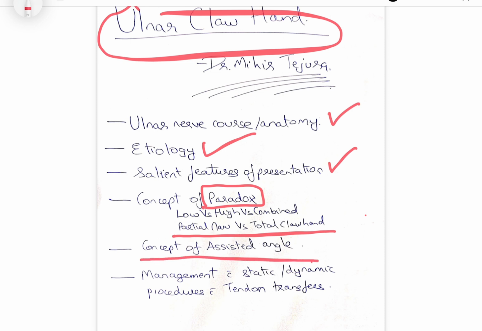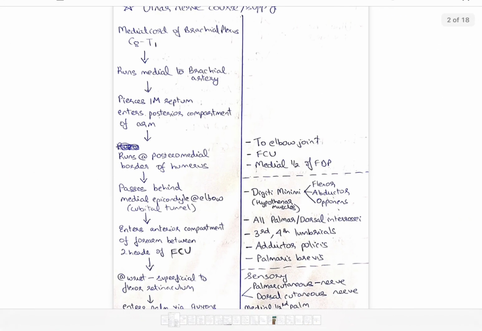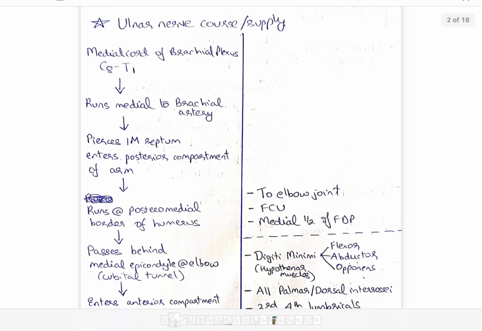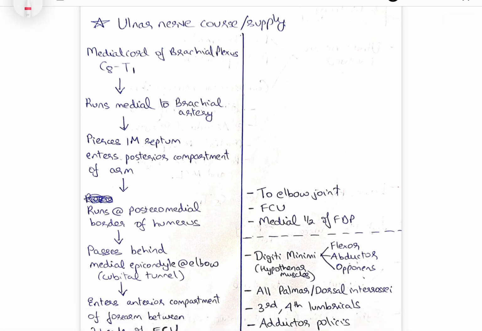Okay, and at the end, we are going to discuss the management of a case of ulnar claw hand, including the static and dynamic procedures, along with the interesting tendon transfers. Okay, so without further ado, let us begin with the anatomy. Let us begin with the basic anatomy of the ulnar nerve.